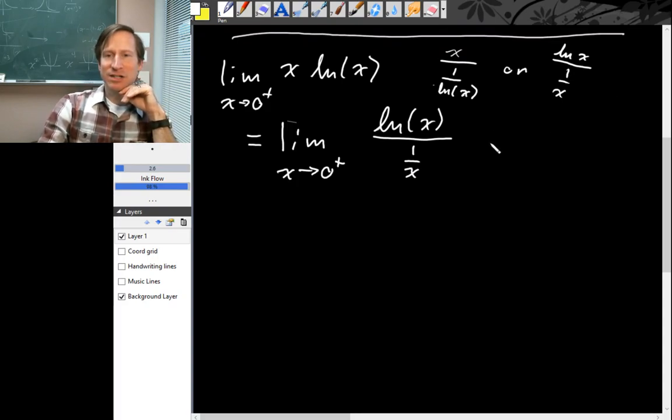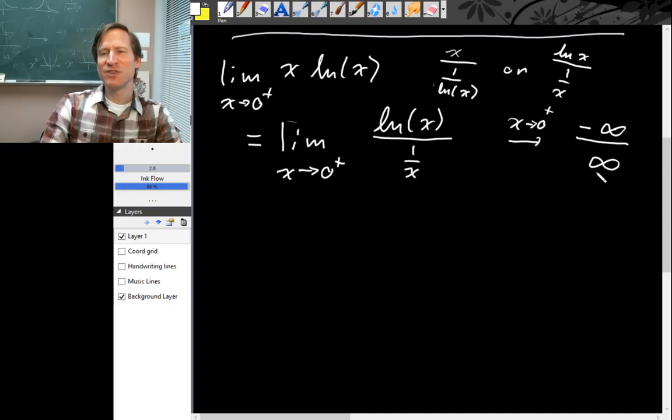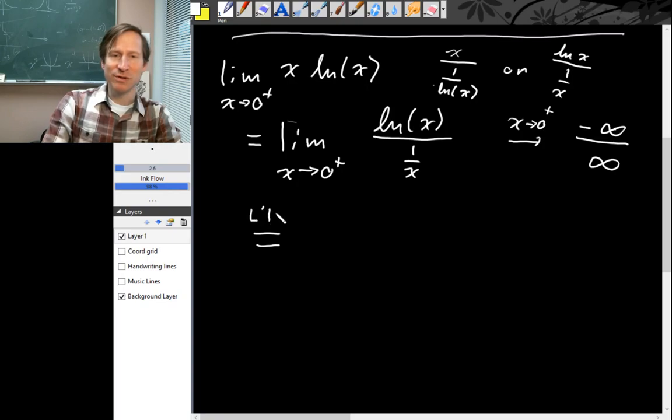All right. Just to verify, if we naively take the limit as x goes to 0 from the right, the numerator here, natural log x, goes to minus infinity. The denominator here, 1 over x, as x goes to 0 from the right, goes to plus infinity. And so we're in an infinity over infinity type indeterminate form. And that is one of the situations where we can use L'Hopital's rule.